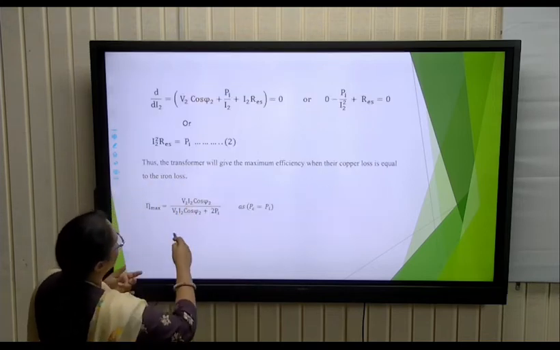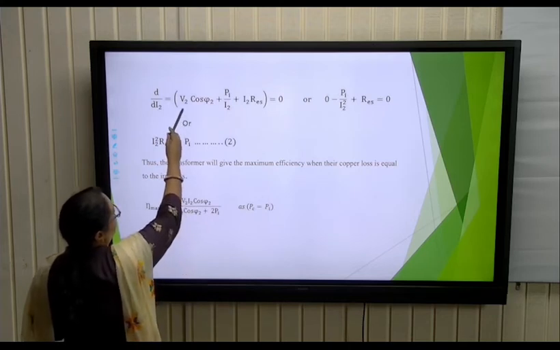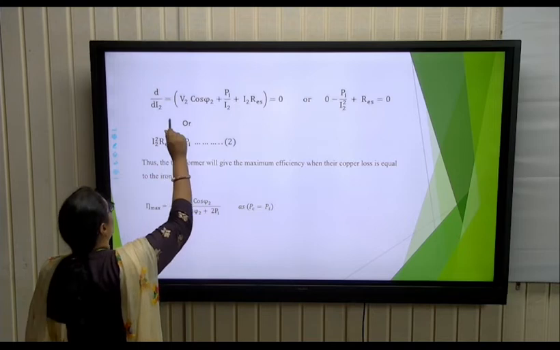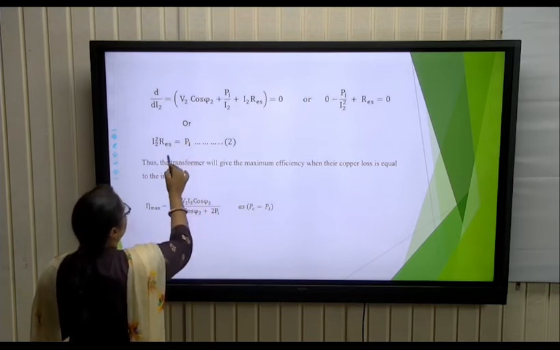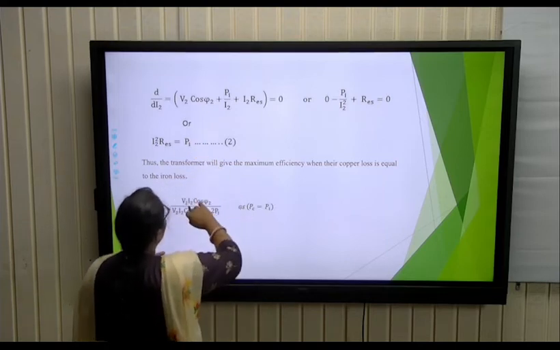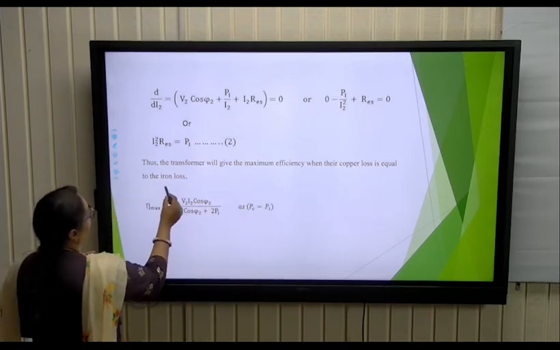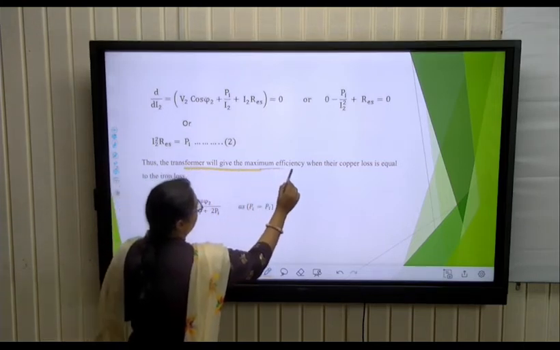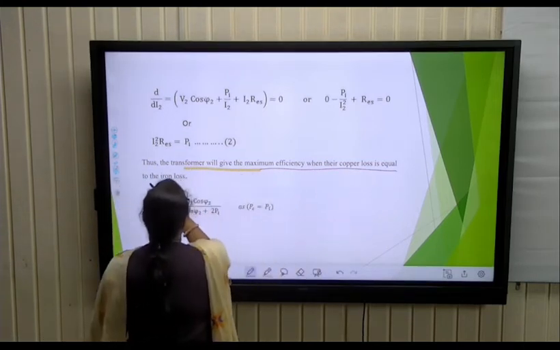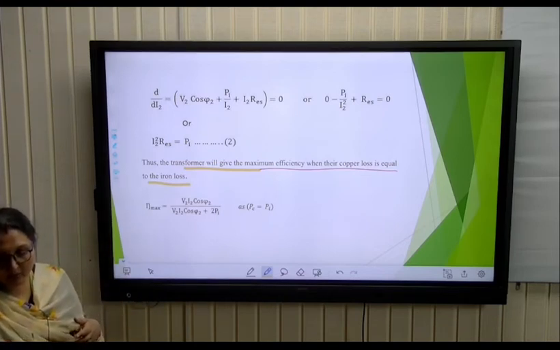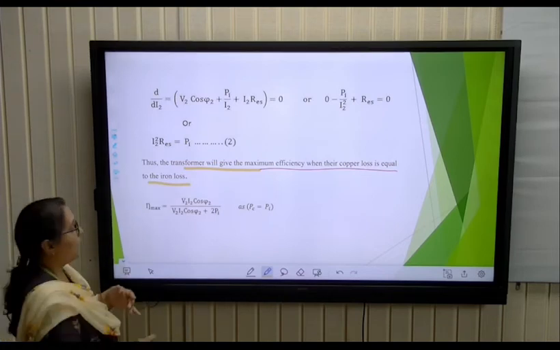This is the derivative of this. So what we have just derived is the derivative of that expression with respect to I2, and since this is your iron losses and V2 is constant, you can see the transformer will give the maximum efficiency when its copper losses are equal to the iron losses. So this is how you can calculate the efficiency of the transformer.